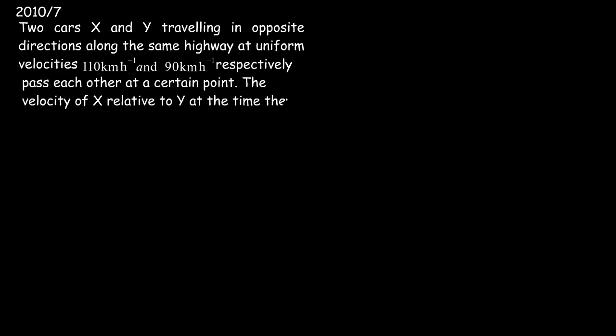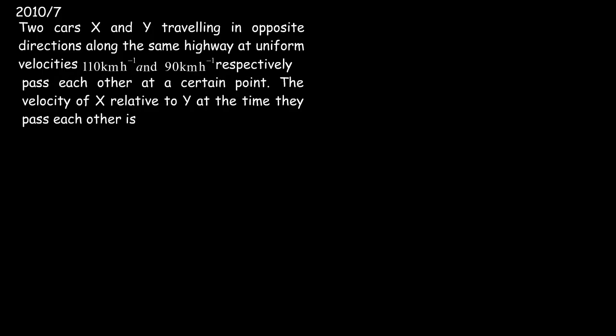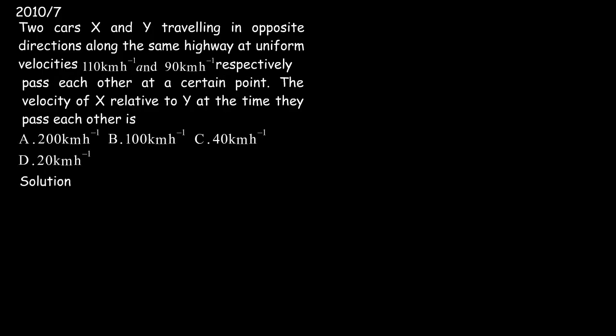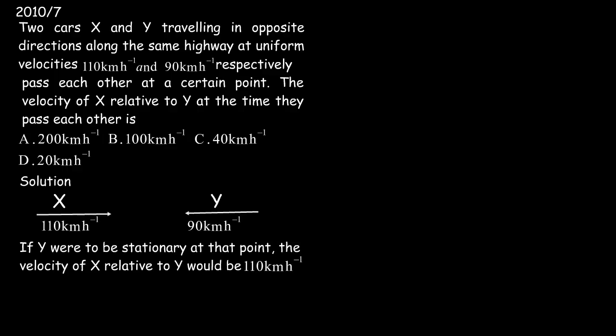The velocity of S relative to Y at the time they pass each other is, and we are given the options. For our solution, we are going to represent this in a diagrammatic form as shown on the screen. If Y were to be stationary at that point, the velocity of S relative to Y would be 110 km per hour. That's the velocity of S.